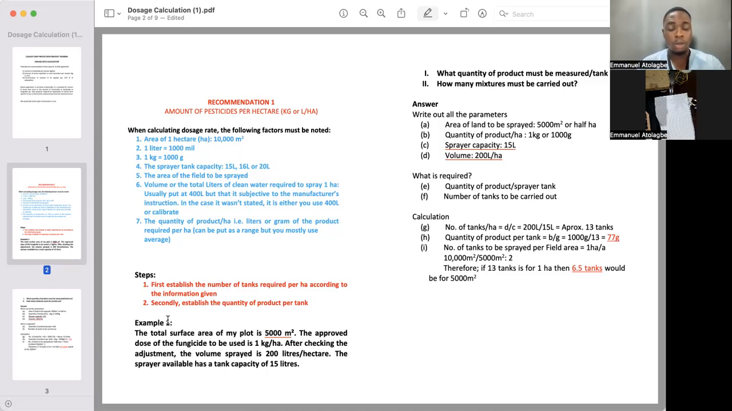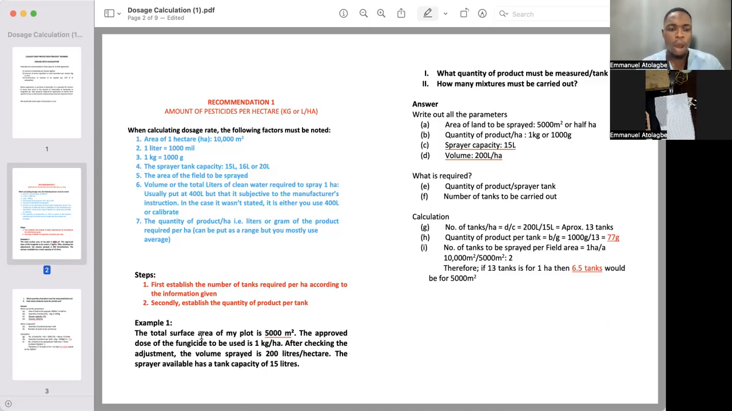Now, it is important to note, number 6 is very important: whenever a hectare is stated on the bottle, like I have here, but the amount of water to be used per that hectare is not written, it is only per hectare, per HA, you use 400 liters to calculate. So that is just important to state. Let's delve into example 1.